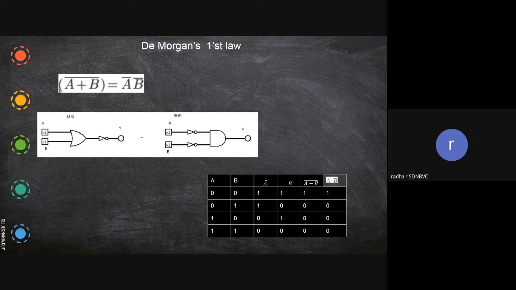Now, what is the next term? We'll try to write A plus B the whole bar. We can do A plus B mentally. So A plus B is 0, its bar is 1. Then 0 plus 1 is 1, its complement is 0. Same way, here 1, complement is 0. Here 1, its complement is 0. Now we have written this. Then we have written A bar separately, B bar separately. Then this multiplication we have to write here also. So A bar dot B bar, we have to multiply these two. This is 1, all the others are 0. So this is your left hand side and this is your right hand side. You can check the values are the same. So LHS equal to RHS is proved.